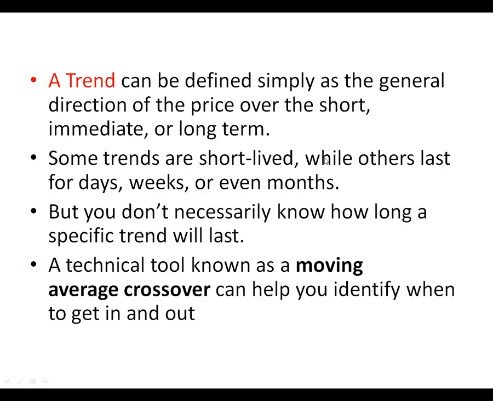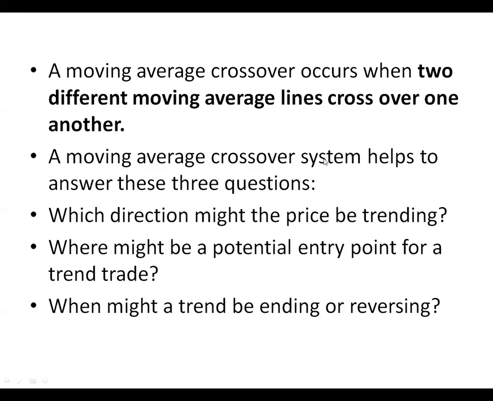Now, let's continue. A moving average crossover occurs when two different moving averages or lines cross over one another. And what we are trying to say here is that you have two moving averages. Let's say it's going up like this. And then there's another one that comes and then crosses the first one. So the cross area here is called the moving average crossover. So it means one moving average has crossed the other.